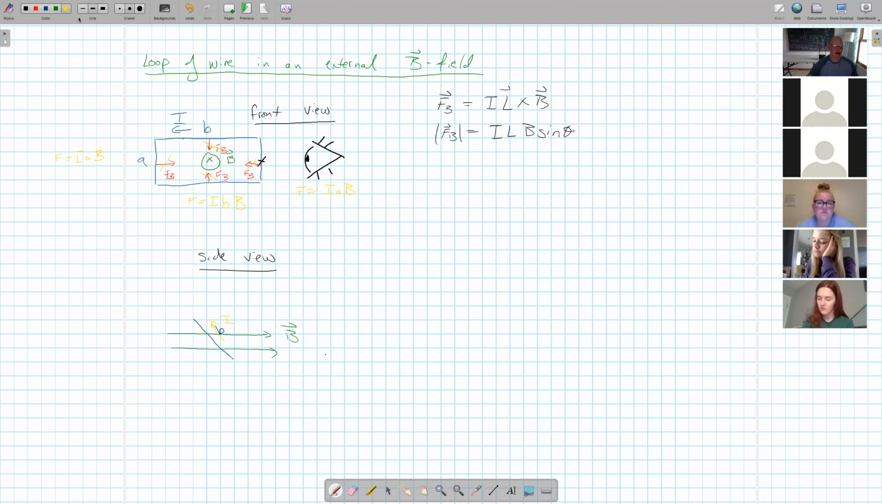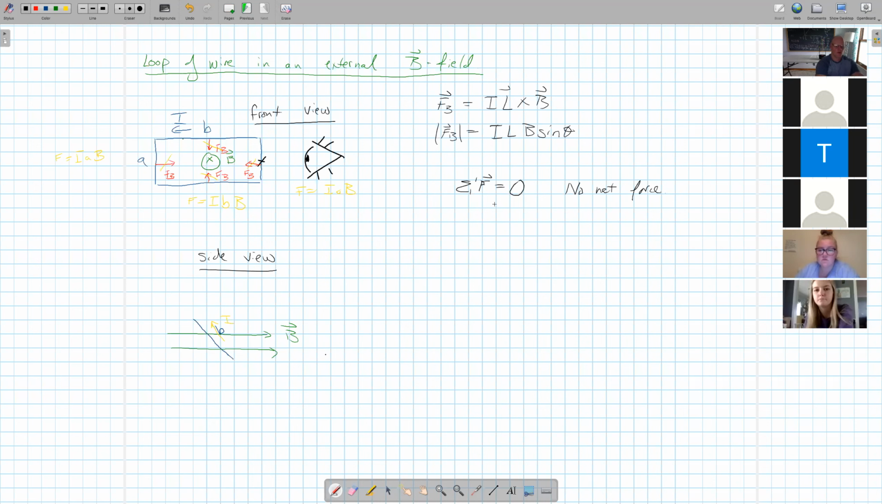So what that means is that the net force acting on this loop of wire is simply equal to 0. So the sum of the forces is equal to 0, since all of these are equal and opposite to each other. These two are equal and opposite, these two are equal and opposite. So all those forces are going to cancel, which means that there is no net force. So no net force just basically means this thing is not going to accelerate. However, what is going to happen though is what?